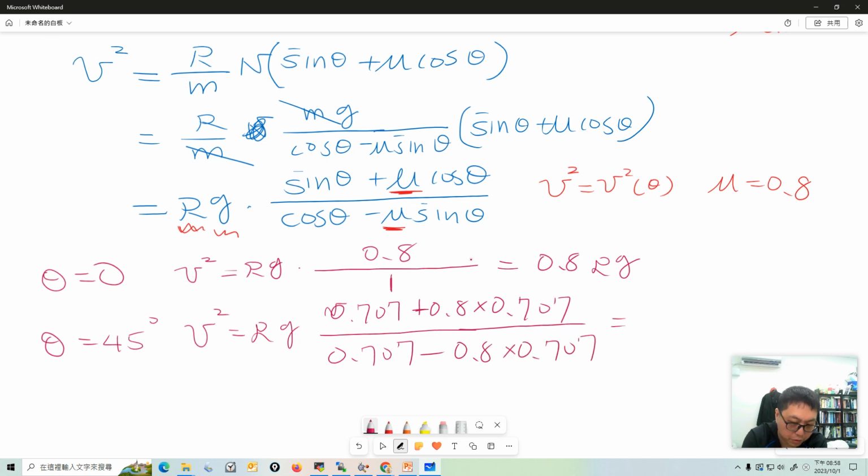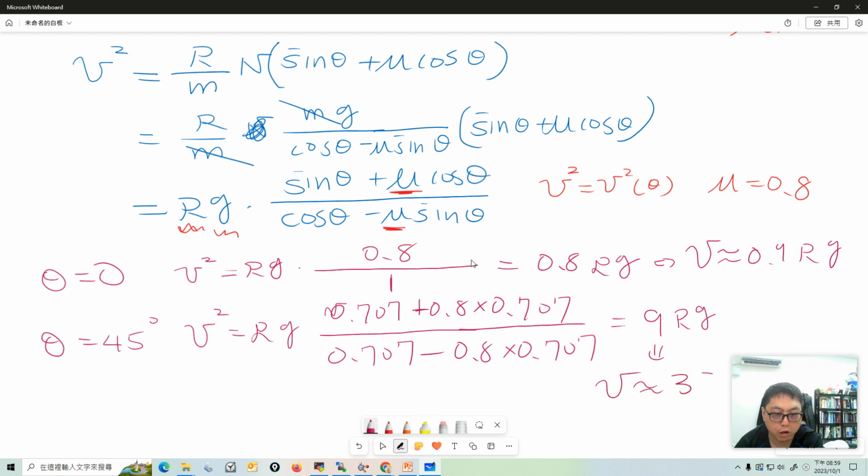Let me check my cheat sheet. Surprisingly, v square becomes 9 r g. Is this right? Let me see. Yeah, okay. If the bank angle becomes 45 degrees, v square becomes 9 r g. Incredible. So this gives you v roughly equal to 3 times the square root of r g.